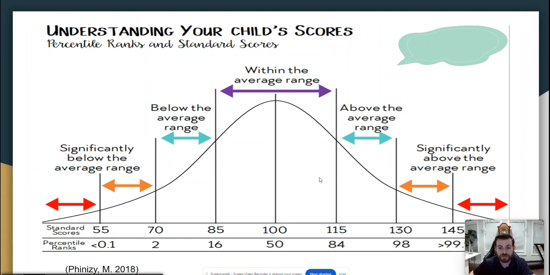Above 110 to about 120, you have the high average. And then over here, you're going to have the superior, and the very superior means you're a genius right over here. If you go below the 85, you're going to have the below average range. And below 70 is the well below range, and then you have the extremely below range. And these are considered areas that you're really struggling in.